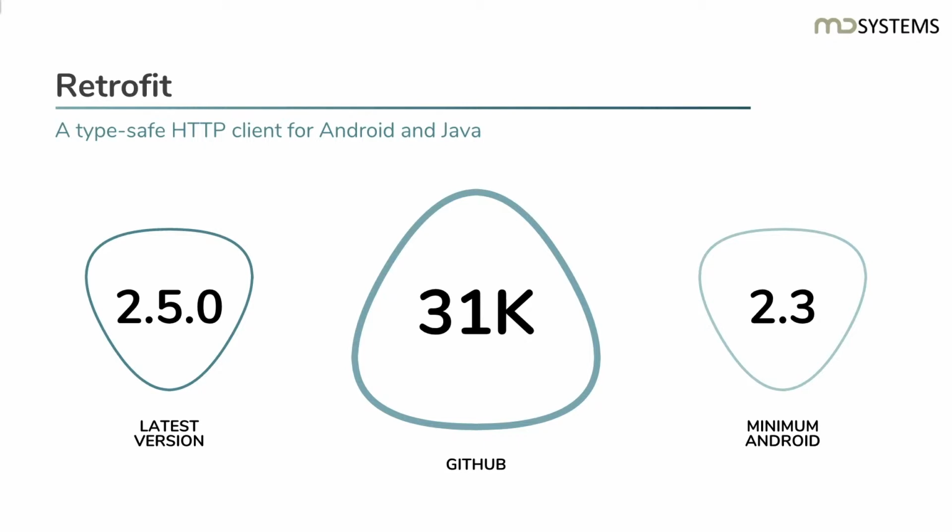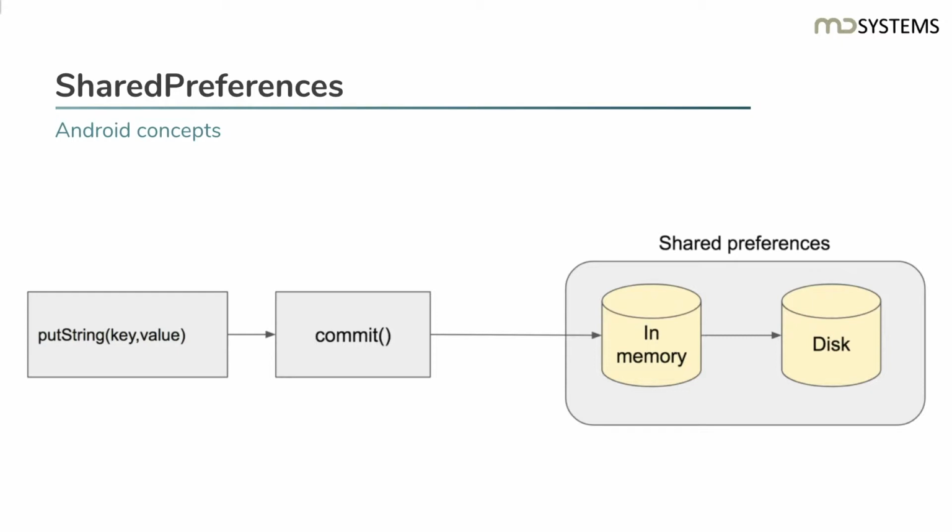Then we also found Retrofit, a type-safe HTTP client for Android and Java. That's basically one of the most successful implementations of this. It has more than 31,000 stars on GitHub. It requires a minimum of Android 2.3, which is already not used, and the latest version was quite new. It was just updated a few days ago, so it was a really good option for us to use.